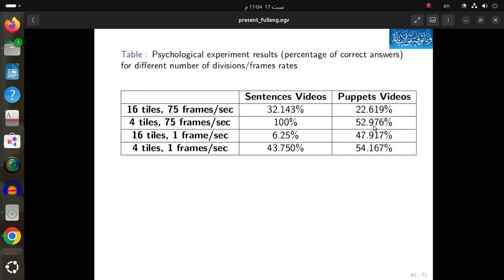For the sentences case, the best performance is achievable using large tiles, a small number of tiles each of them large, and using a high frame rate. The high frame rate for the sentence case was better, 100% recognition. They all read the sentence successfully.